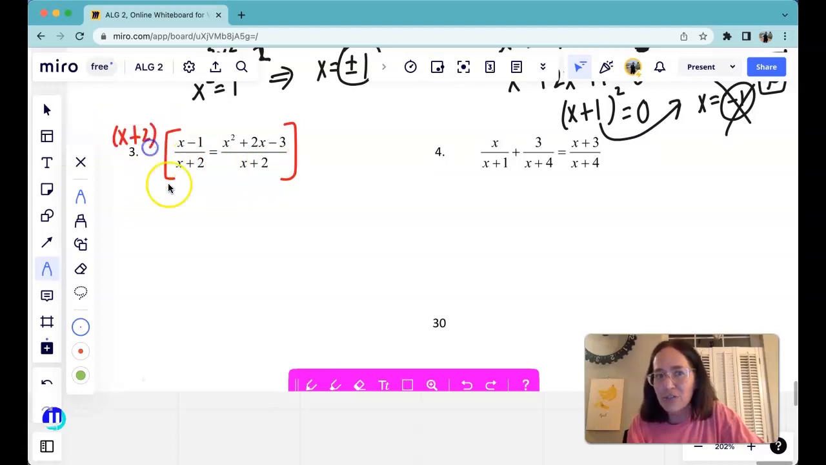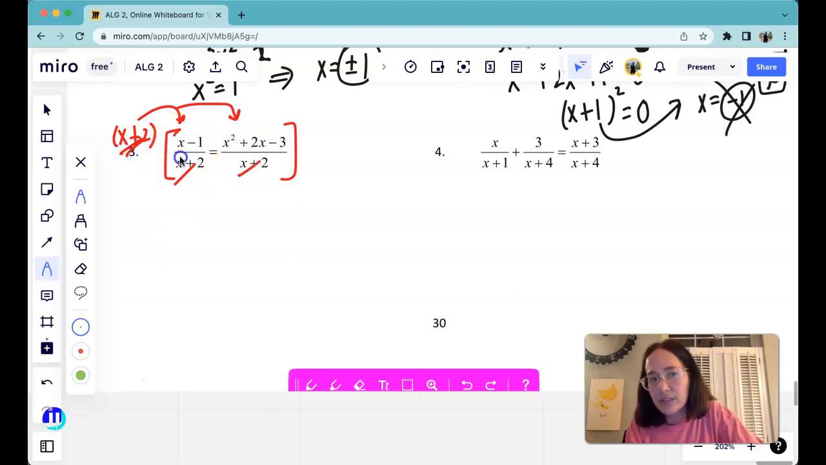You don't even really have to show this step where you're distributing this into both parts, because it cancels the x plus 2's here, and it cancels the x plus 2's there. So really, it's these numerators that need to be set equal. They're sitting over the exact same thing. So again, I might like this one the best.